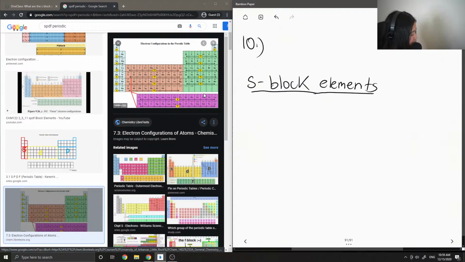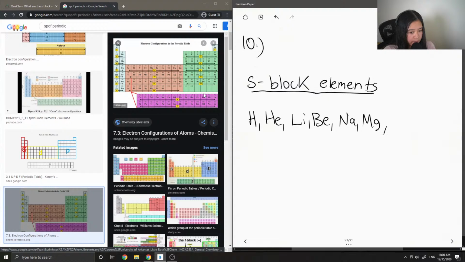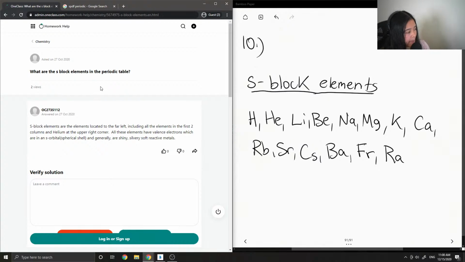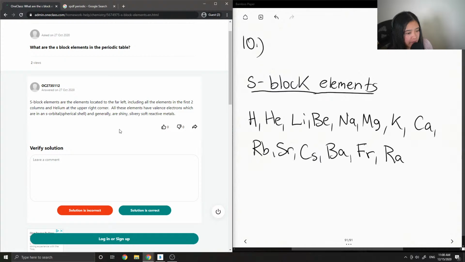Just by looking at the periodic table here, we have hydrogen, helium, lithium, beryllium, sodium, magnesium, potassium, calcium, Rb, I think that's rubidium, strontium, cesium, barium, francium, and I think this is radon, Ra. Okay, so these are all the S block elements.